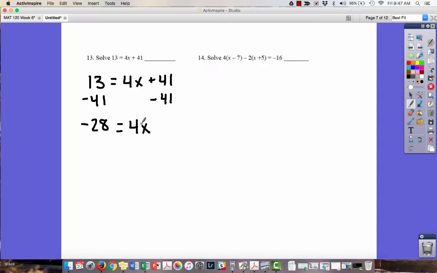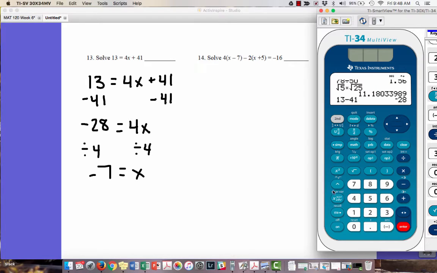So I still need to know what x is. I know I have 4 times x, so I'm going to go one step further and divide both sides by 4. That gives me x on this side, and then 28 divided by 4 is 7, and because it's just one negative, the answer is negative. I can check this. I can say, okay, well 4 times x plus 41 should be 13. So I could actually go to my calculator and say 4 times negative 7 plus 41, and I get 13. So I know I'm right. I just put that in place of x to double check it.